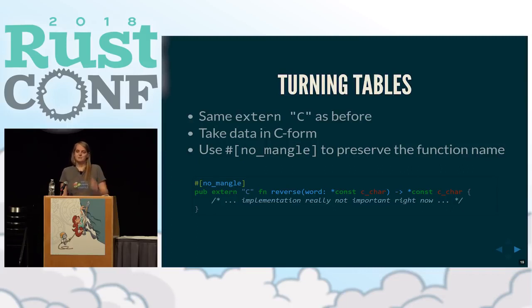So this would be an example. It's a function called reverse. It takes a string, returns a string. It's no_mangle. It's extern C. The implementation isn't really important right now. I wanted to do an example where I safely reverse Unicode, and there's a great crate for that, but the example ended up being like half my slide, and I just took it out because it's really not relevant.